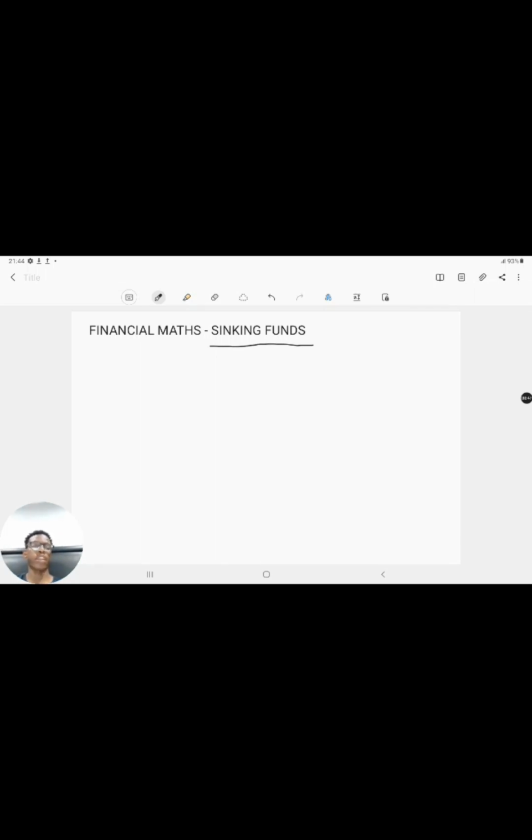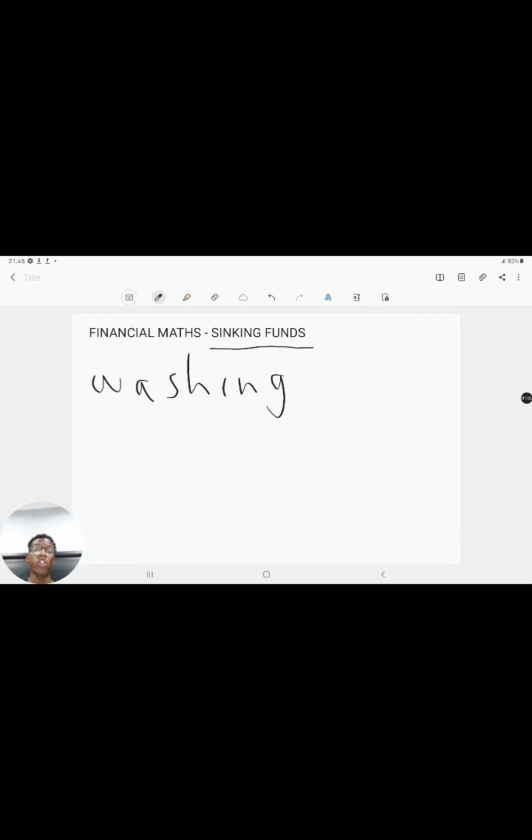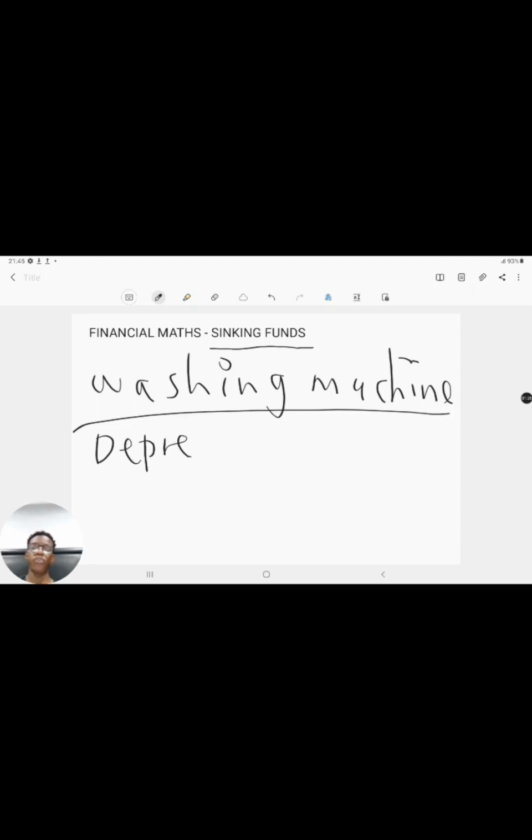Let me put in a bit more perspective where a sinking fund can be used. Say you've got a washing machine. You are a business, you own a laundromat where clothes get washed, and you own a washing machine. Now, this washing machine will depreciate in value over time. It will lose value over time.